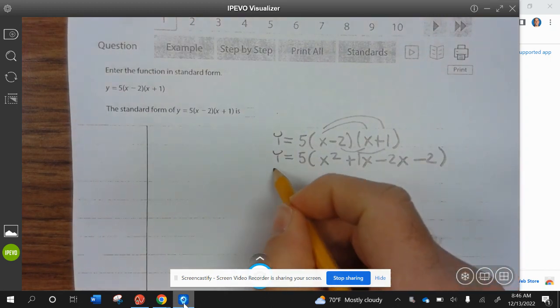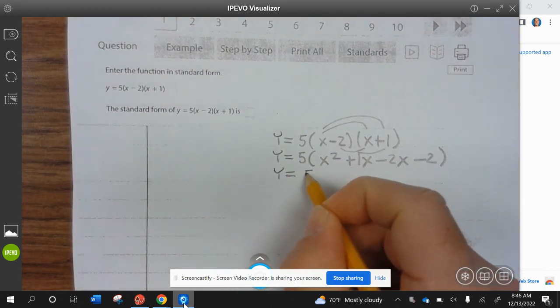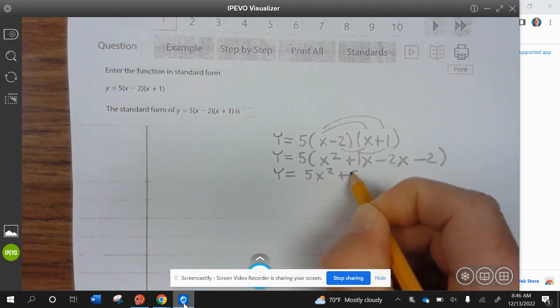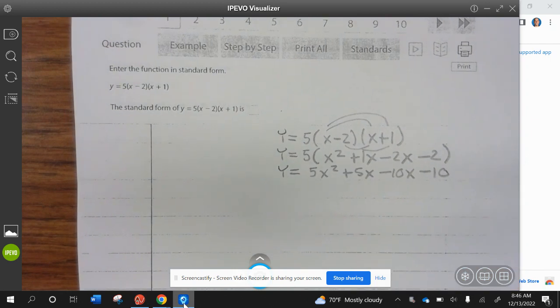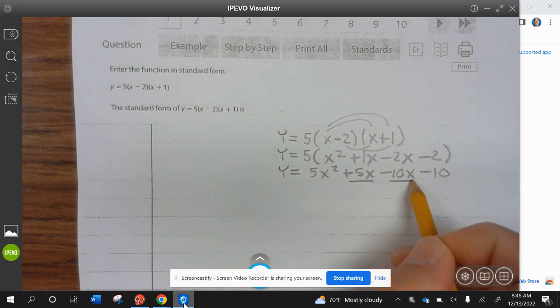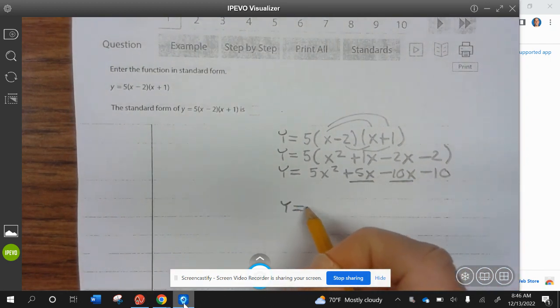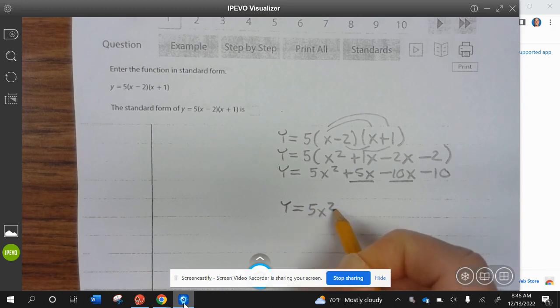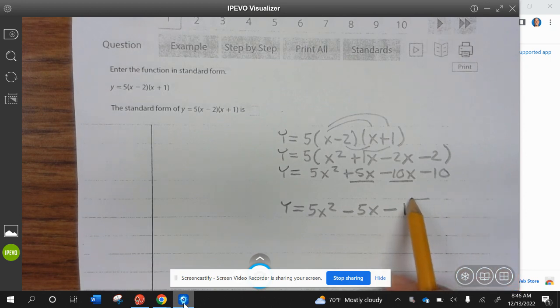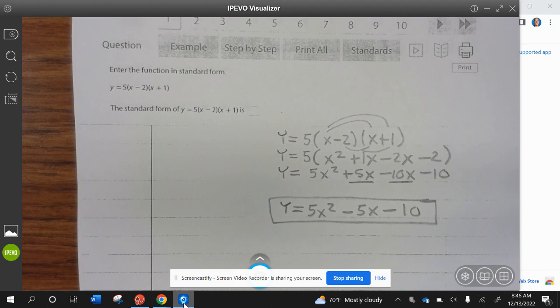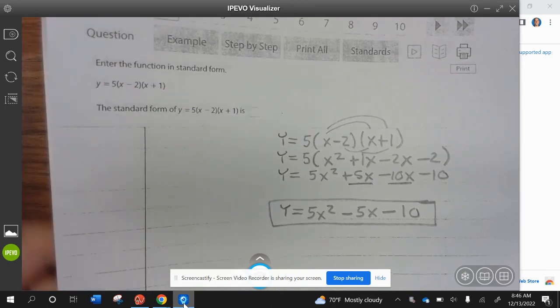All right. So now we need to multiply by 5. So y equals 5x squared plus 5x minus 10x minus 10. We're going to combine the x's. So that's y equals 5x squared minus 5x minus 10. All right. So now let's take a look at the next example.